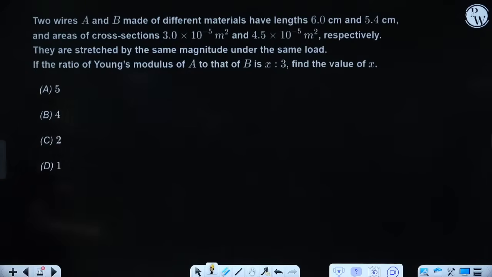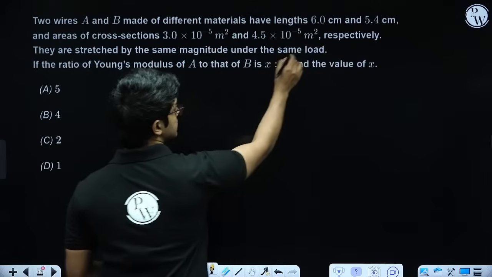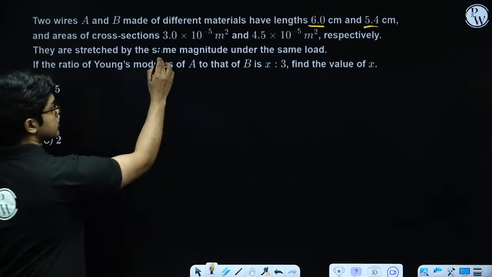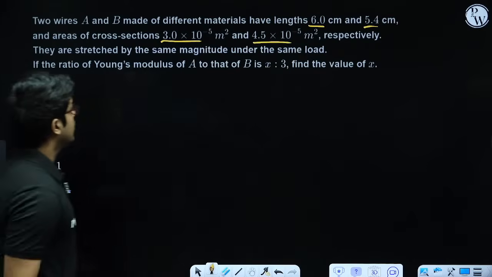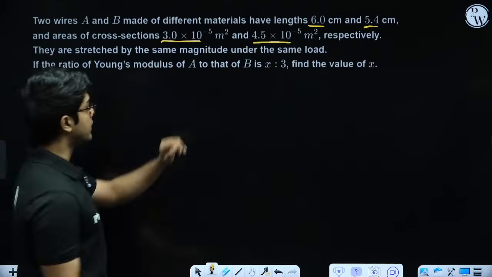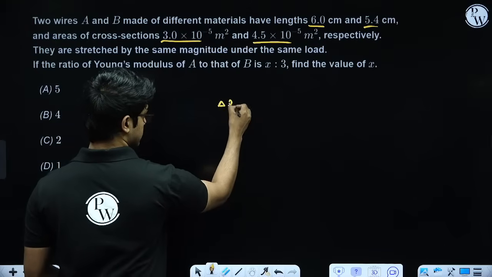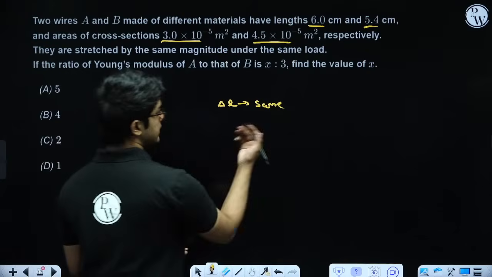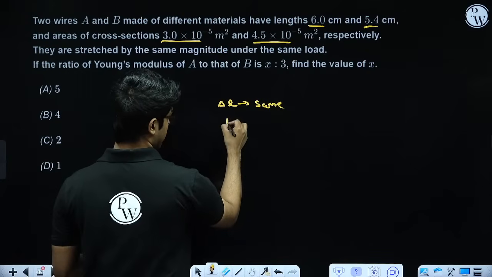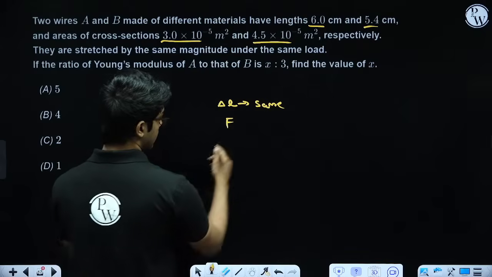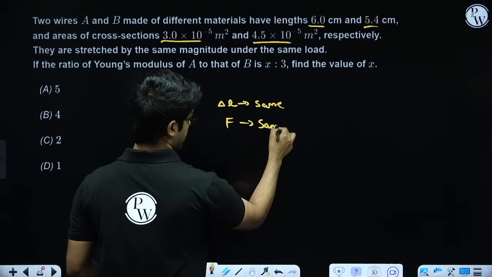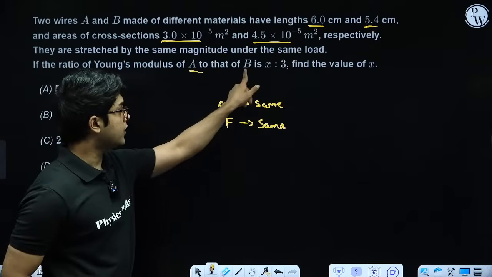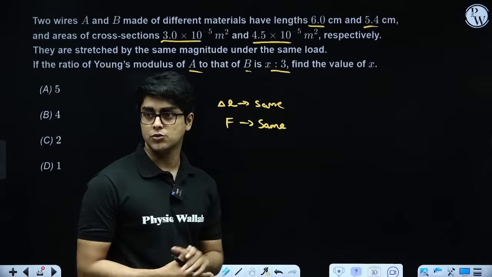So now we have two wires whose materials are different and their lengths are 6 and 5.4 centimeters. The area of cross sections are also given. They are stretched by the same magnitude, okay, which means delta L is the same for both the wires and under the same load. So load essentially means the force, right? The force extending these materials. This is also the same. Then the question is the ratio of the Young's modulus of A to B is given to be x is to 3.